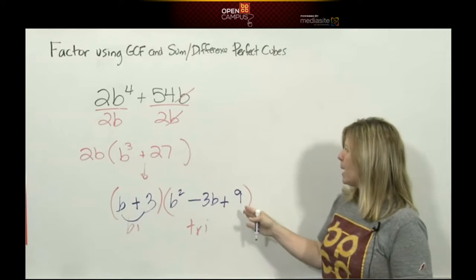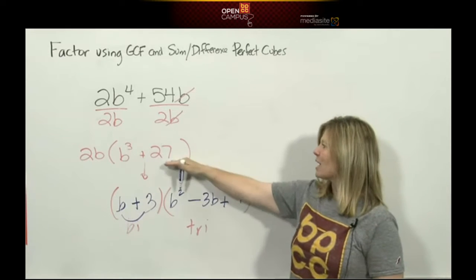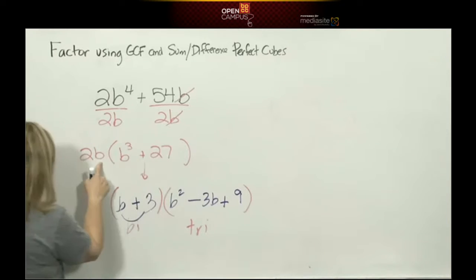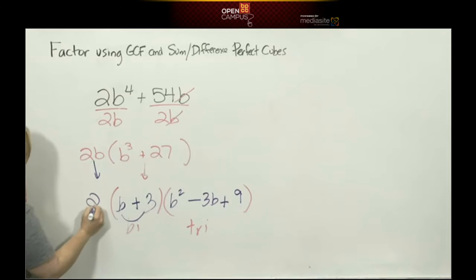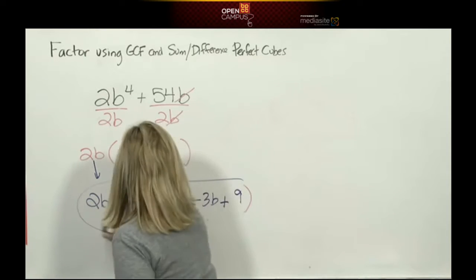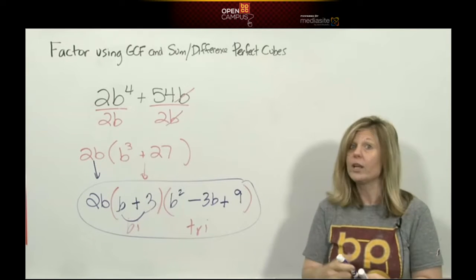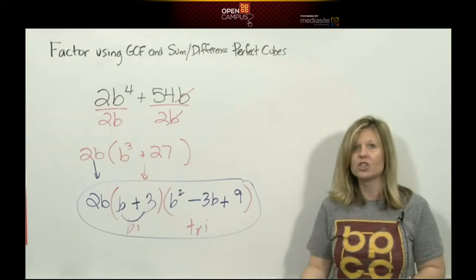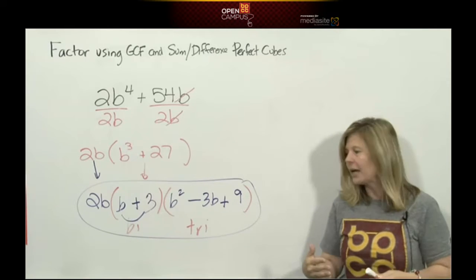Now, remember, before you even broke down the cube, you had to pull out the GCF. So you see this 2b? It's still part of the answer. This is the expression completely factored. Now remember, we could always check it by doing what operation? That's right, multiplication. So let's just take a walk down memory lane.